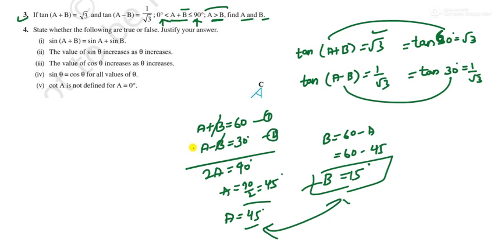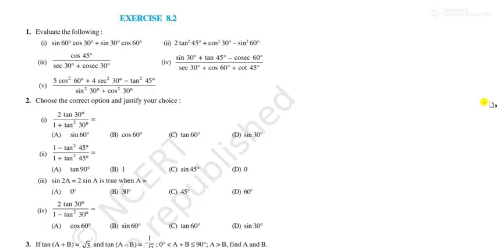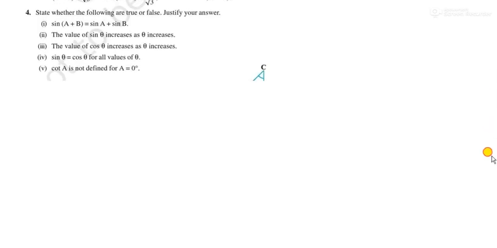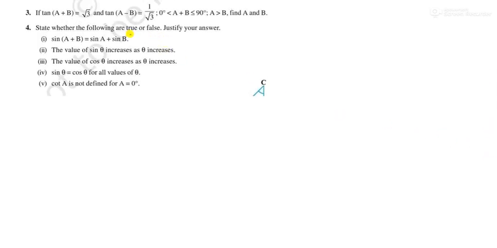Okay. Now the last main, we have true or false and we have to justify it. The first question is sine (a plus b) is equal to sine a plus sine b. Is it true? Okay, let us take a as 0 degree and b as 30 degree. So sine of (a plus b) is sine of (0 plus 30). And is that equal to sine 0 plus sine 30?